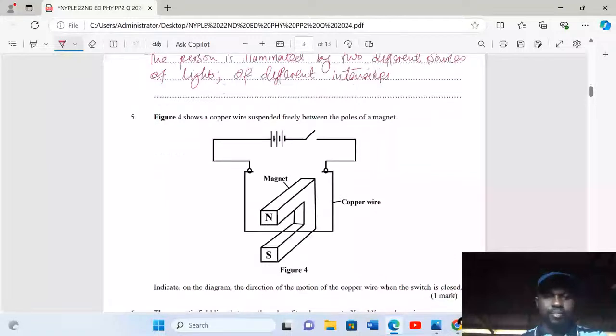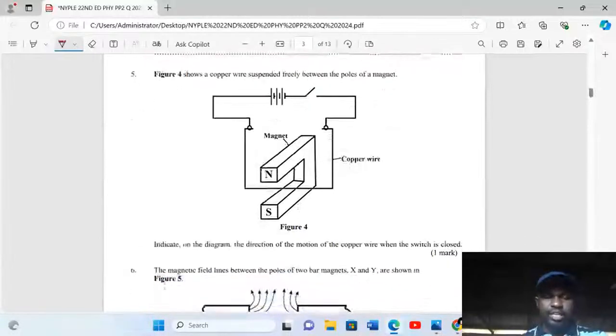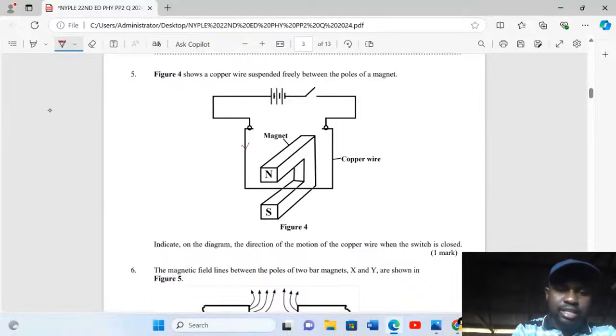Question 5: the figure shows a copper wire suspended freely between the poles of a magnet. Then you are told to indicate on the diagram the direction of the motion of the copper. The first thing in this diagram that you're supposed to show is that the current is moving in this direction.